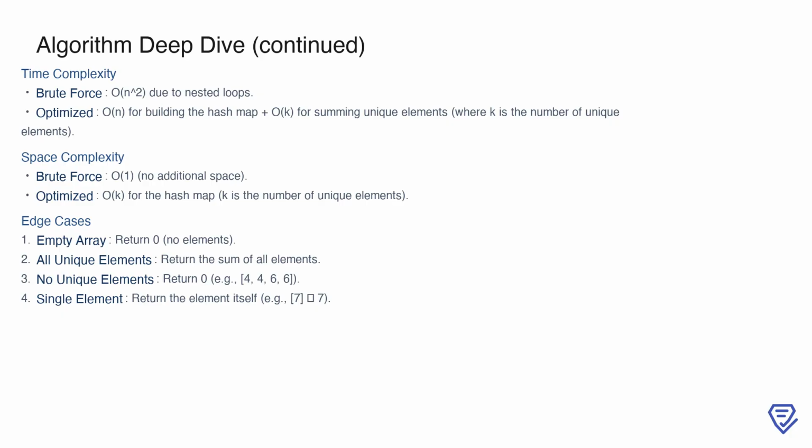Let's also consider edge cases. If the input array is empty, the algorithm should return 0 since there are no elements to sum. If all elements in the array are unique, the result will simply be the sum of all elements. If no elements are unique, the result will be 0, as no elements meet the criteria. Finally, for an array with a single element, the algorithm returns the element itself, as it is inherently unique. These considerations ensure the algorithm is robust and handles a wide range of scenarios effectively.